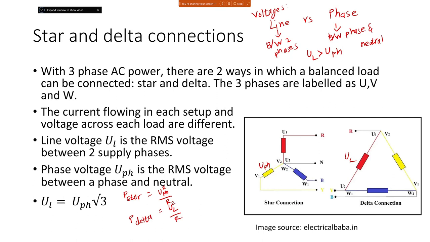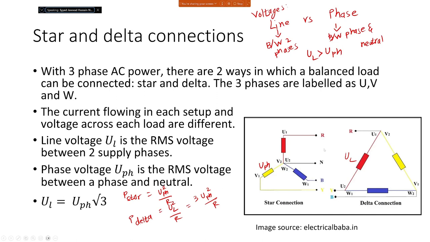So let me just compare one resistor, then you understand. UL is basically root 3 UPH, right? So UL square is 3 UPH squared by R. So just look, the same resistor, just by changing the connections, I'm making three times more heating power than in the previous case. You notice the difference? There's a 3 in delta.